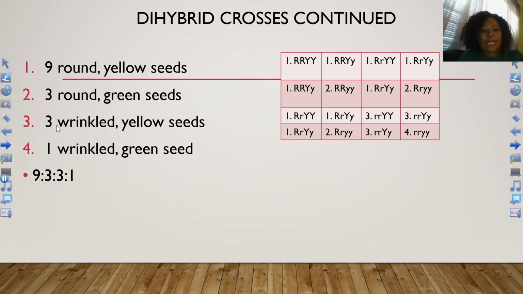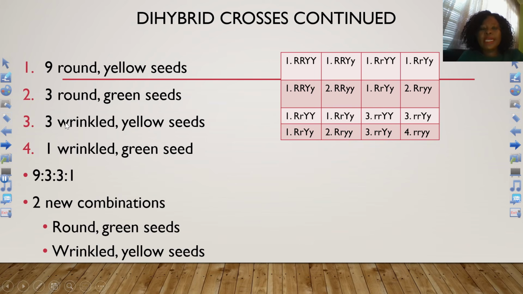Another thing that we are noticing here is that there are 2 new combinations that were not there in the parental generation. The round and green seeds, as well as the wrinkled and yellow seeds, were not there at the beginning. This means that the alleles for round and green seeds did not stick all the time with all the alleles in the genotype of the parents. So they sort of assorted independently. We will discuss the law or principle of independent assortment at a later stage.